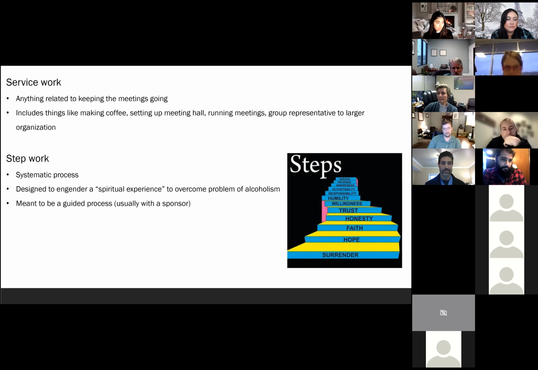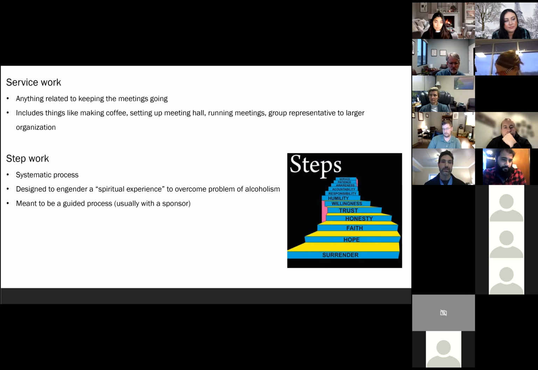And the last section of this I want to talk about is step work. So steps are where we get the name for our 12-step programs. Steps, first off, are a systematic process. Those are meant to be done in a particular order. And they're designed to engender a, quote, spiritual experience to overcome the problem of alcoholism or whatever the 12-step program is designed to help out with.